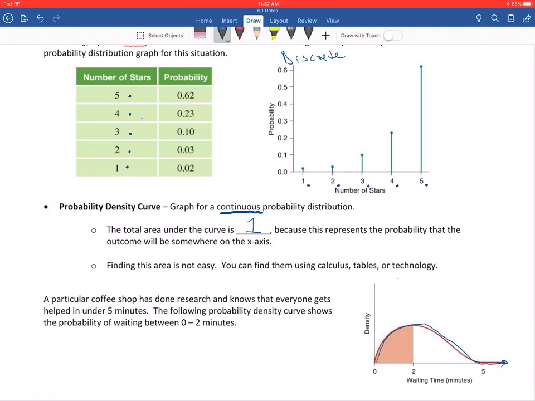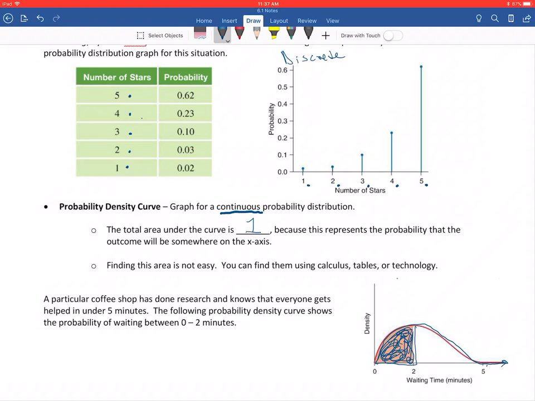Finding this area is not easy. So what you would have to do here in this example is says a coffee shop knows that everyone gets served between 0 and 5 minutes. So that's everyone between 0 and 5. And they are wanting specifically to look at the probability that you would wait between 0 and 2 minutes. So they're looking at this shaded area right there. That's how you note the probability, you shade a certain area under the curve.